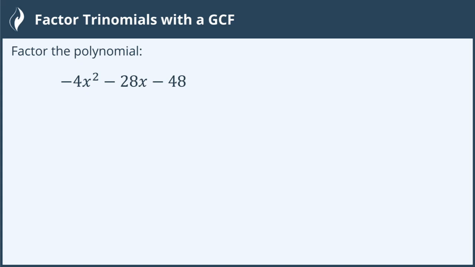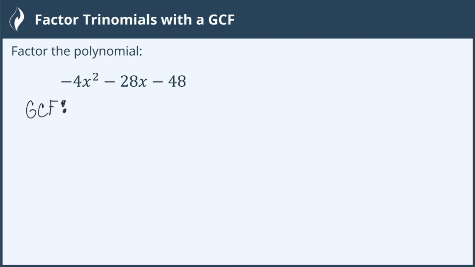In this video, we're working on the objective factor trinomials with a greatest common factor. The example says factor the polynomial, and we're given the polynomial negative 4x squared minus 28x minus 48. The very first thing we want to do is find the greatest common factor, GCF. Remember, the GCF is what each term will have in common and can be divided out.